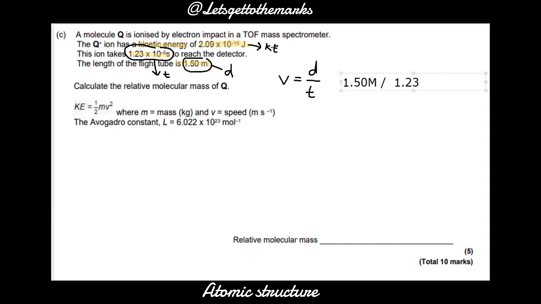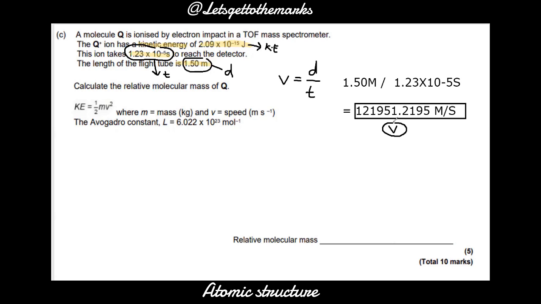So let's write the details in. 1.5 meters is the distance. The time is 1.23 times 10 to the minus 5 seconds. And the answer is 121,951 meters, 0.2195 meters per second. Talk about accuracy. That's our linking point because that's the velocity, and that's going to carry over now to the kinetic energy equation.